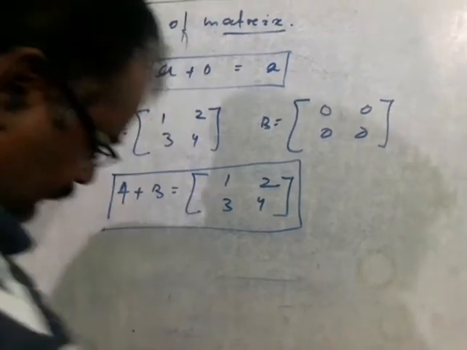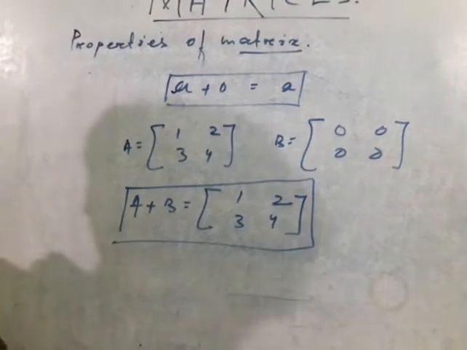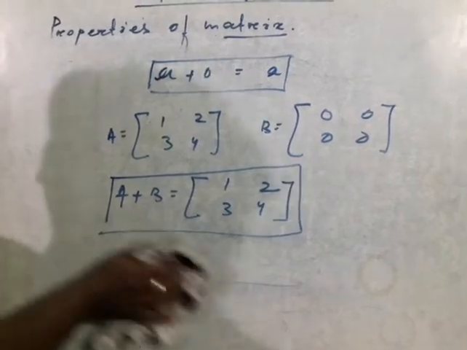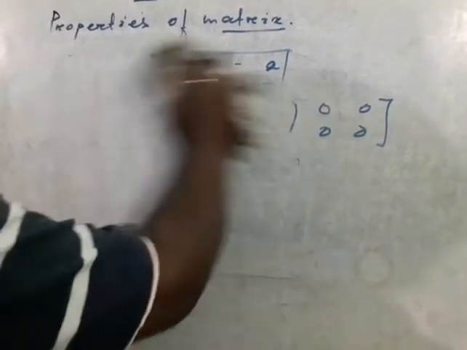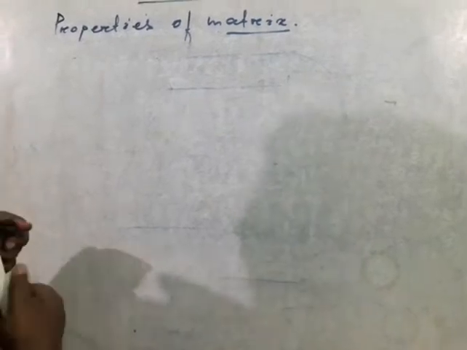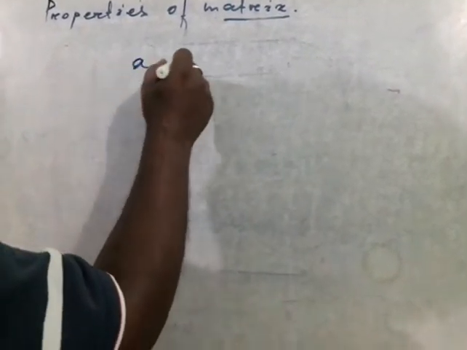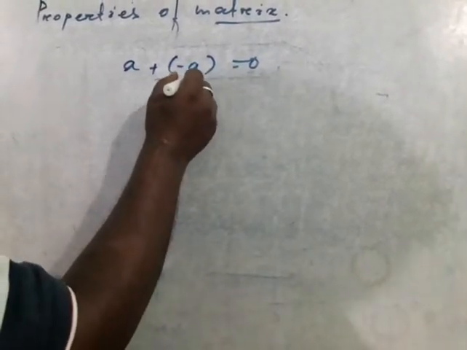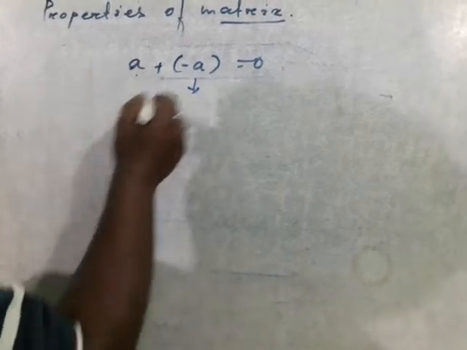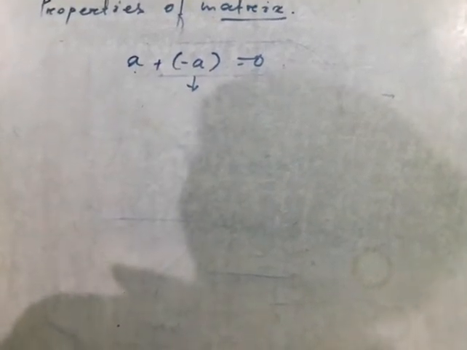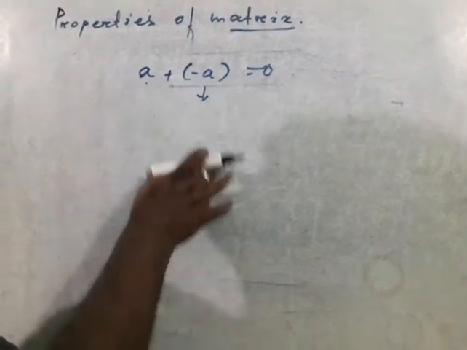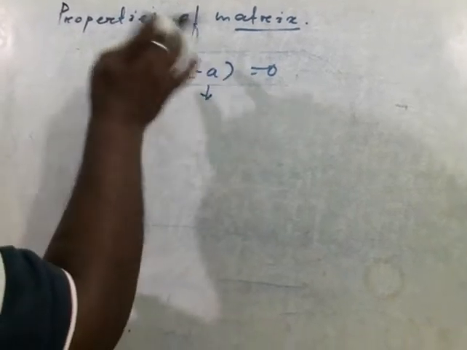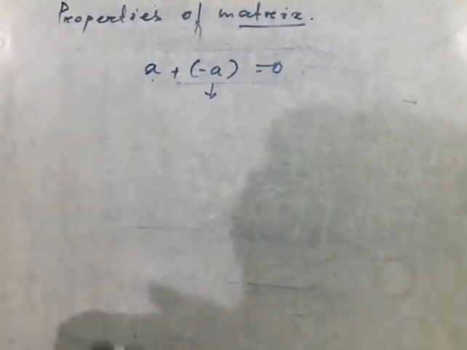Now, since it has the additive identity property, we can also find the additive inverse, like the other algebraic properties. For example, when A plus minus A is equal to 0, we can say that minus A is the additive inverse of A, or A is the additive inverse of minus A. So the additive inverse is the entity which, when added to the given entity, makes the sum 0.